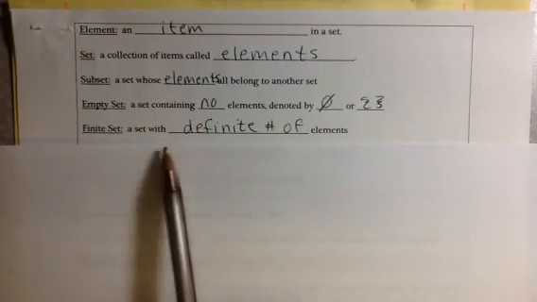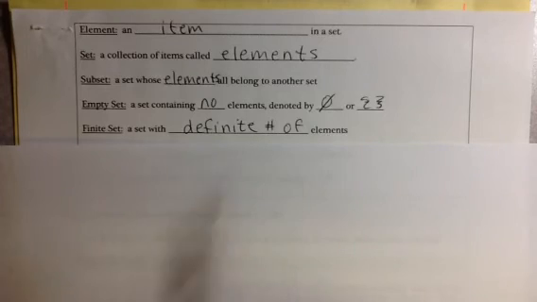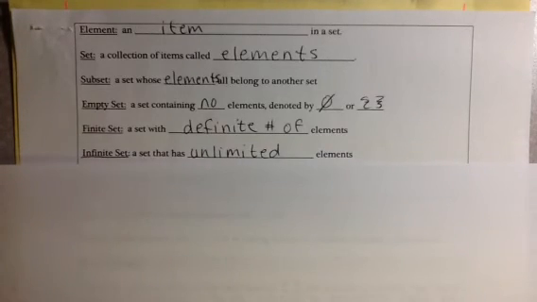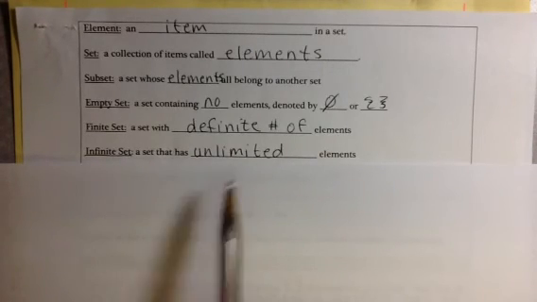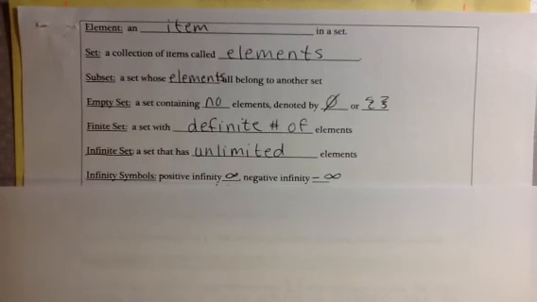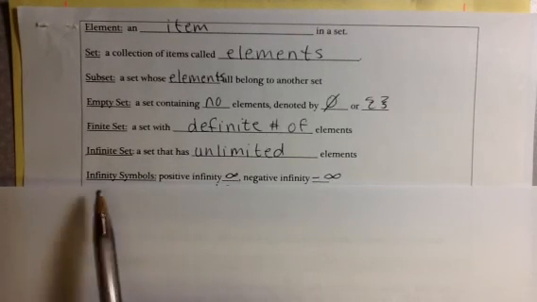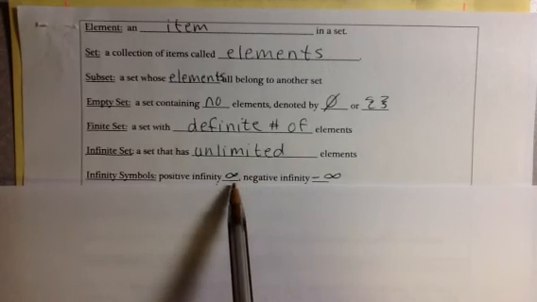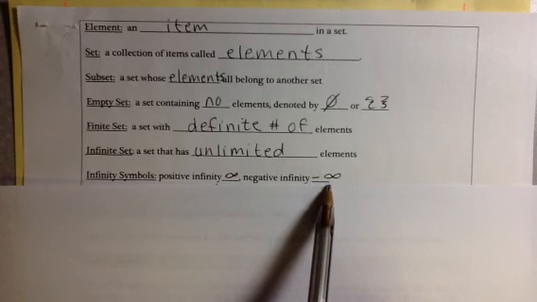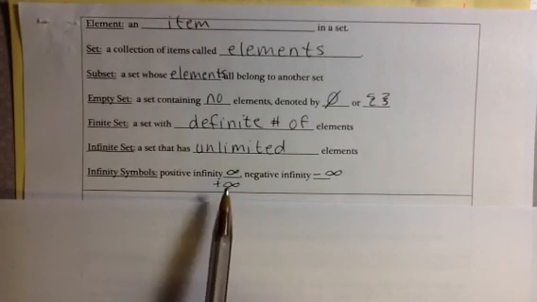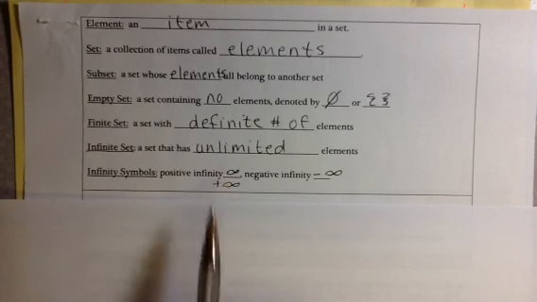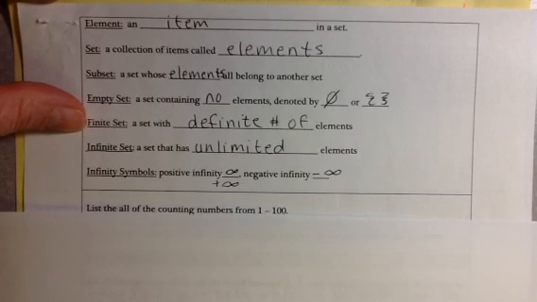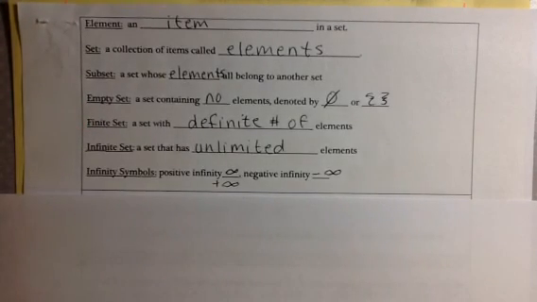Okay, a finite set is a set with a definite number of elements. And then an infinite set, and you might want to underline this infinite, I don't believe it's underlined on your notes, is a set that has unlimited elements. Infinity. The way that we represent infinity is, it kind of looks like a sideways 8 here. This is positive infinity, this is negative infinity. Now, sometimes you might see people write positive infinity, and that's okay, but if there's not a sign in front of infinity, it always refers to positive infinity. Okay, that's the end of your first video.